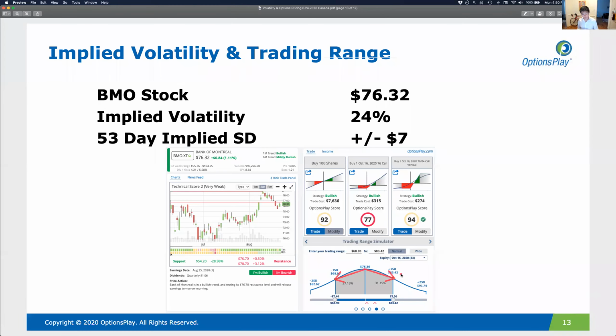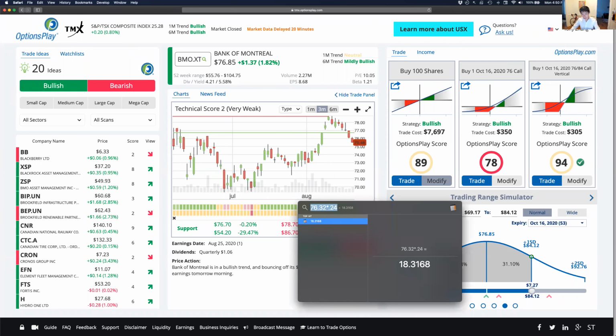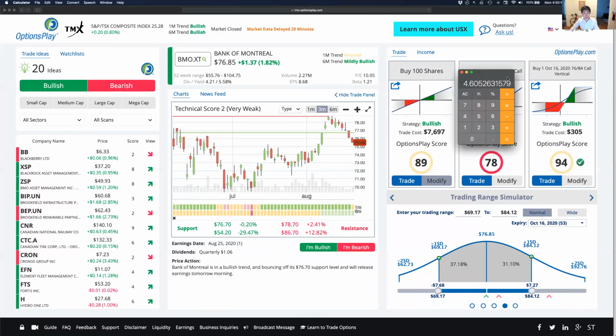Now, why do we use implied volatility? Because there's another quick and dirty way that many times traders will get a sense for whether an option is cheap or expensive: we take the option price and we divide it by the stock price. So if today it's $3.50 for a call option on a $76 stock, that is roughly 4.6% of the underlying stock that we're paying for this call option.